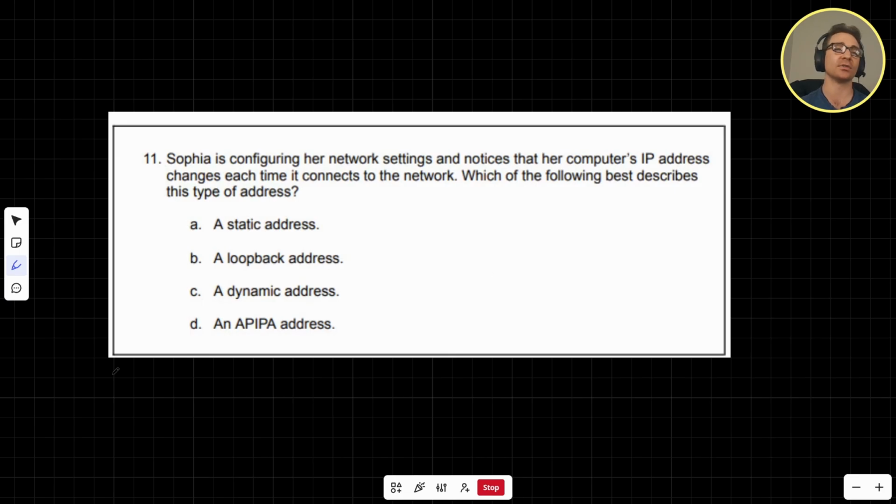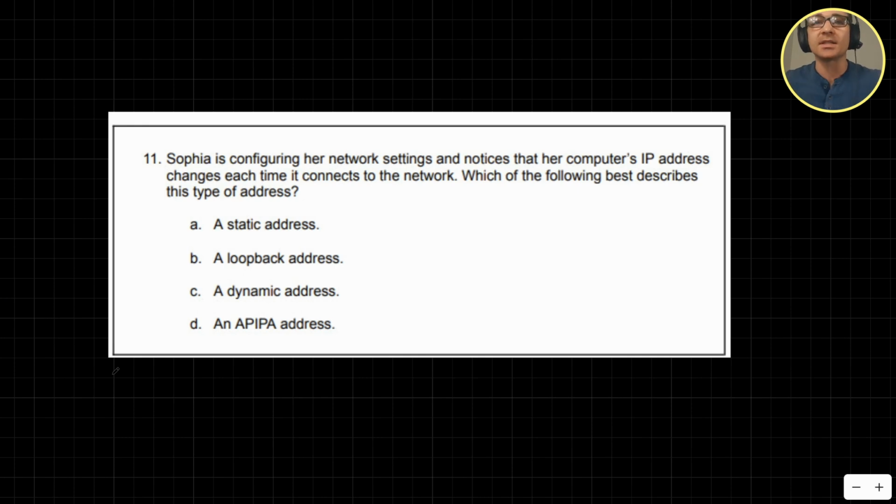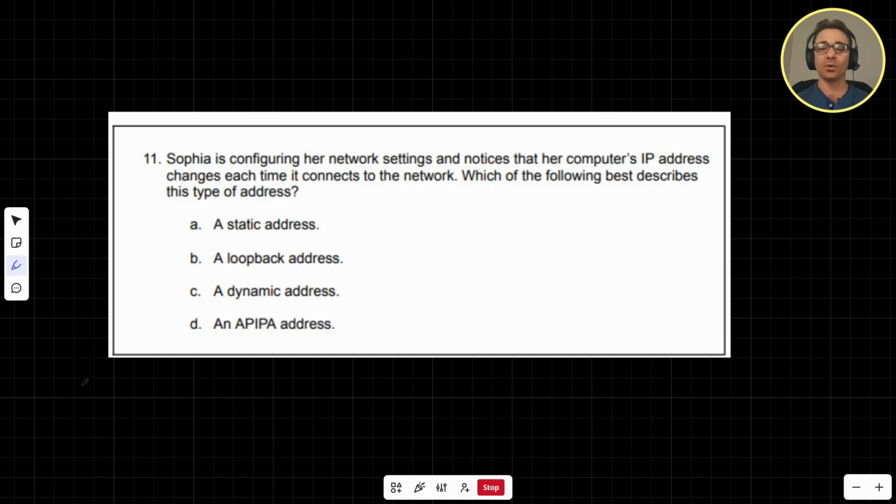Okay, next question reads, Sophia is configuring her network settings and notices that her computer's IP address changes each time it connects to the network. Which of the following best describes this type of address? A, a static address, B, a loopback address, C, a dynamic address, or D, an APIPA address? Pause the video if you need more time. Your answer coming in 3, in 2, in 1.